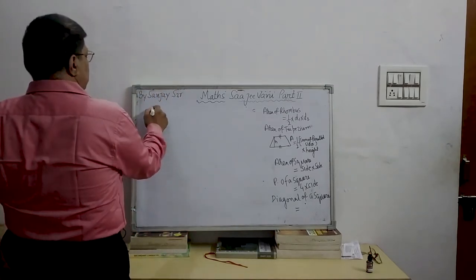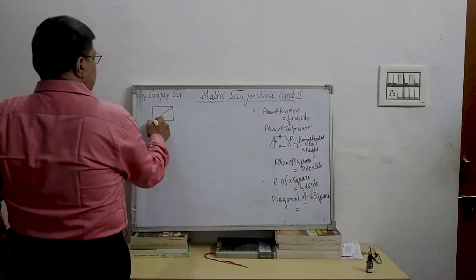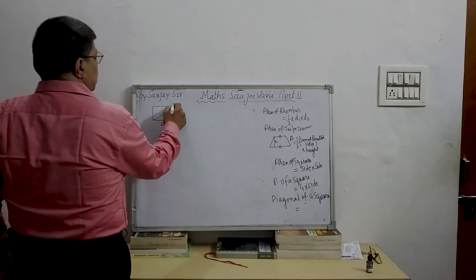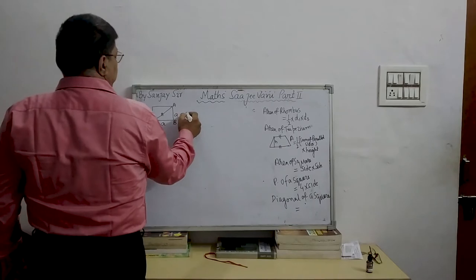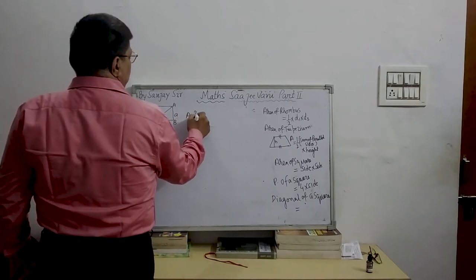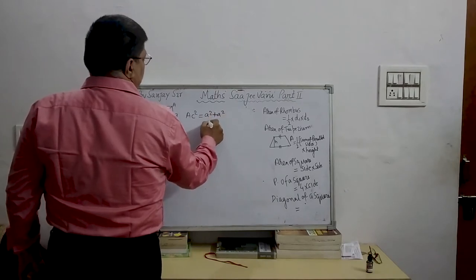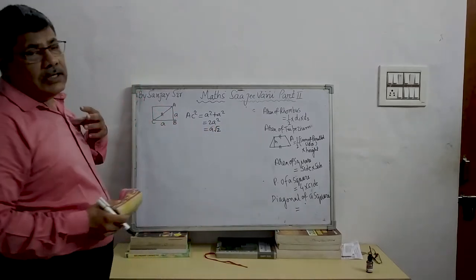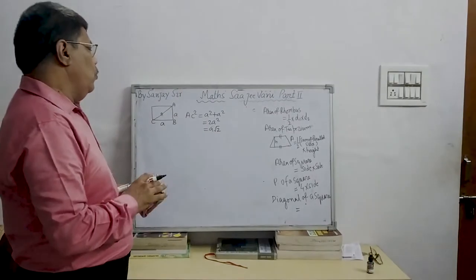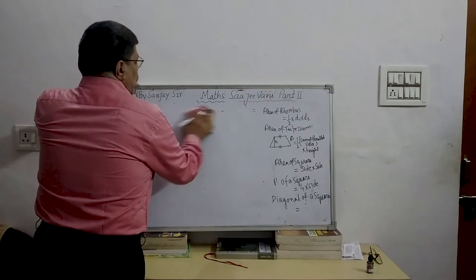See, look here. This is a square. All sides are equal. Let it be a. Then according to the Pythagoras theorem, AC square will be equal to a square plus a square, equal to 2a square, so AC equals a root 2. This is how you will find out the diagonal of a square. So this is all about the area bounded by four sides.